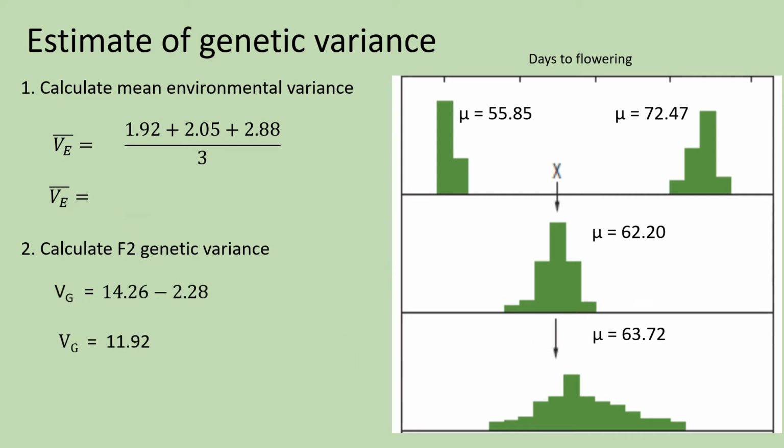We obtain a result of 11.92 for genetic variance. This result is expressed in days squared because variance has the statistical property to be expressed in squared units. This value is quite high, especially given that the genetic variance in the parental lines and in the F1 hybrid was 0. So it shows how effective the recombination of chromosomes in the F1 offspring is for producing new genotypes in the F2 generation.